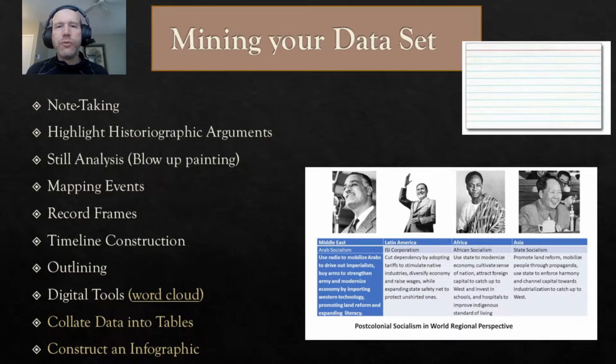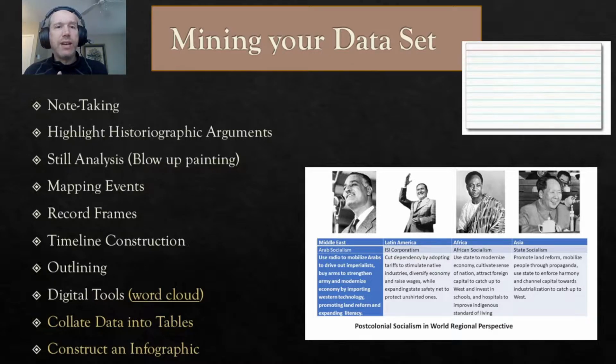Another technique involved with mining your data set is potentially mapping out events. The Congo is a massive place, right? It's 80 times the size of Belgium. And you have these events in your documents, but you're not sure where Leopoldville is or where Elizabethville is. So what you could do is to have 10 or 12 events and then map them out so you understand where they are in time and space. So you understand something about the context and how they are related.